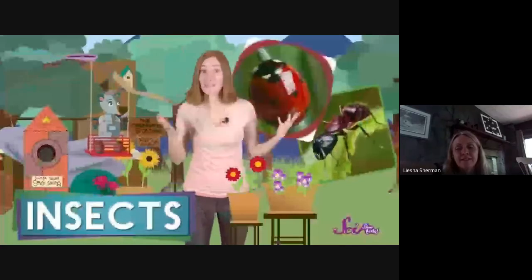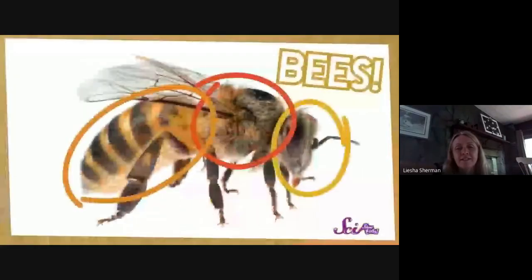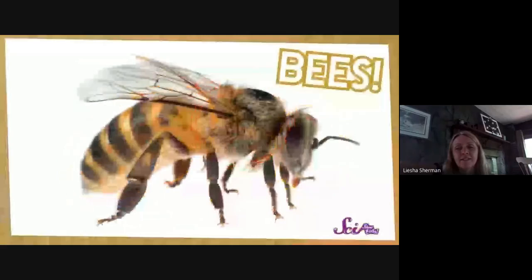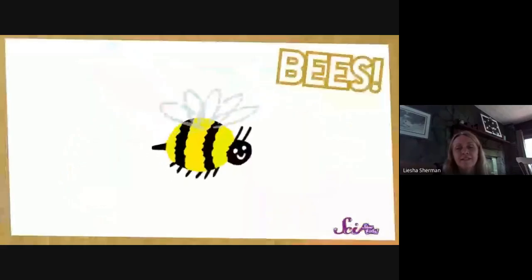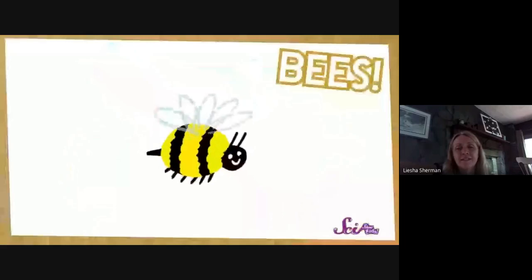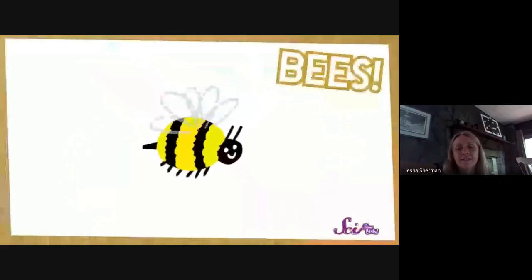Like all insects, bees have 6 legs and 3 body parts. In bees, these body parts are often brown or yellow, and sometimes they're striped with both colors. Bees also have 4 wings. When their wings move back and forth fast enough to make them fly, they make a buzzing sound that we think of when we hear the word bee.